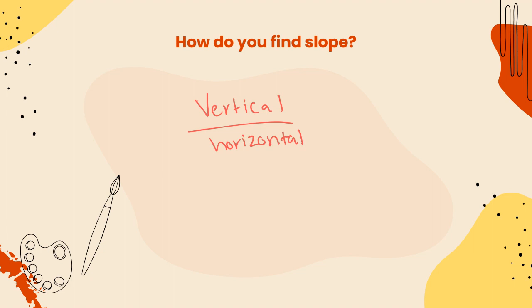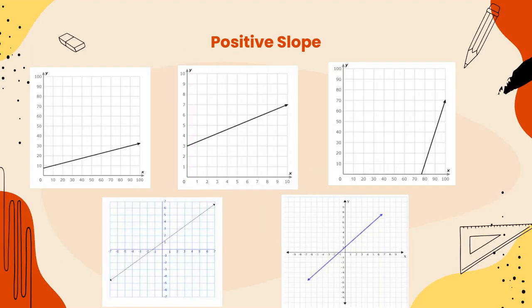Another way that is called is rise over run. So the amount you rise vertically over how much you run, which would be horizontally. So you will hear it both ways. So just know that vertical distance over horizontal distance is the same thing as rise over run. Okay, so look at all of these. Each of these is an example of a positive slope.